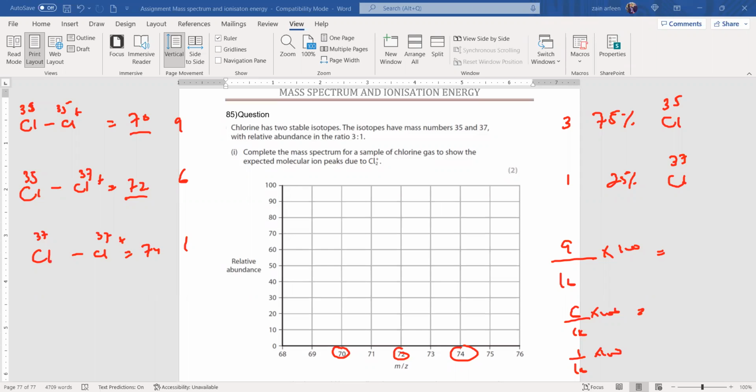Then 37, and 6.2. So we'll draw the peaks accordingly. So one is 56. Another one is 37. And the other one is 6 only. So these are the heights of these peaks. I can double that also, it won't make a difference.